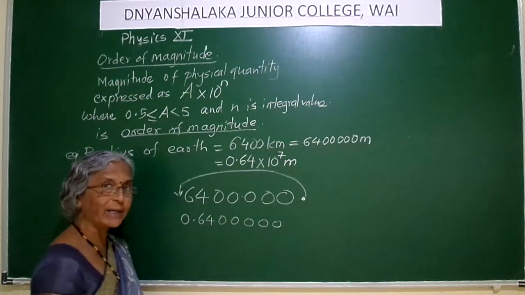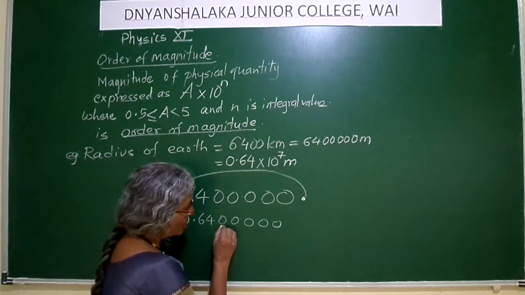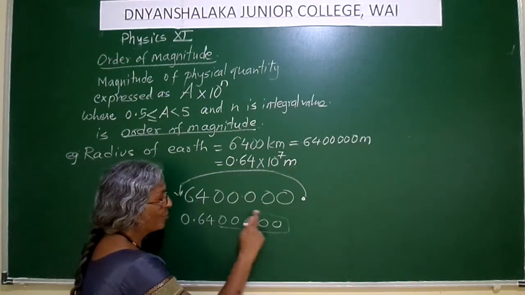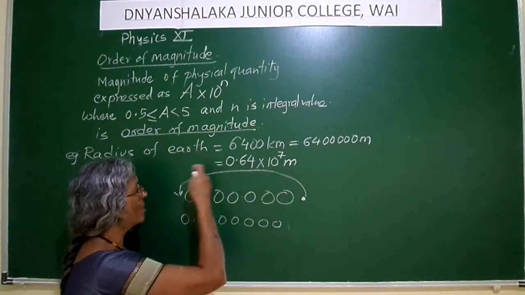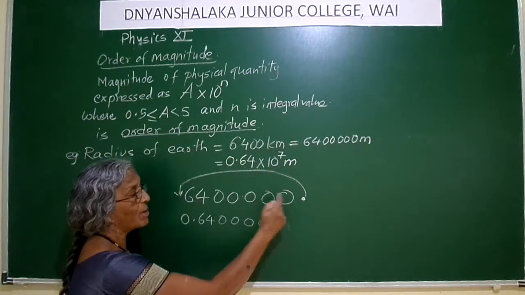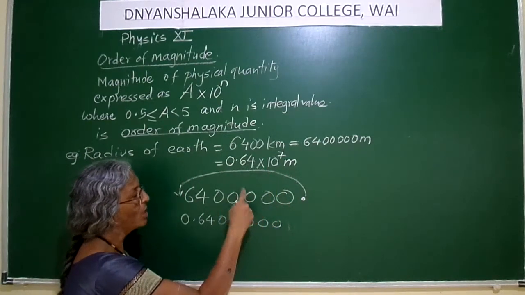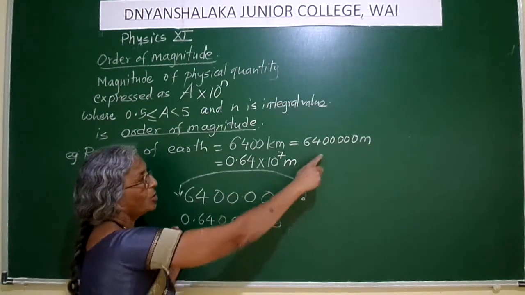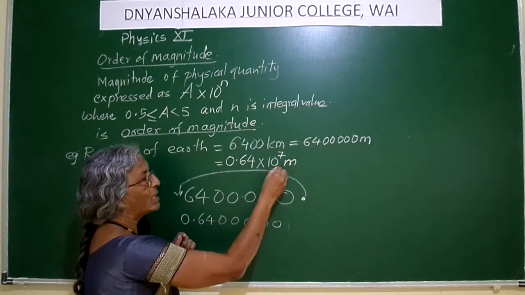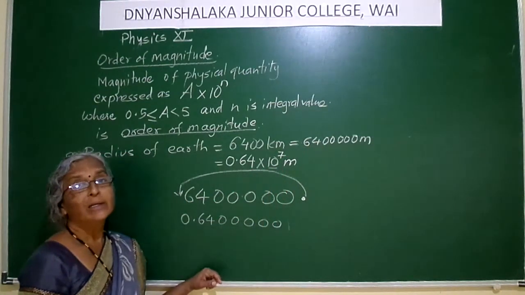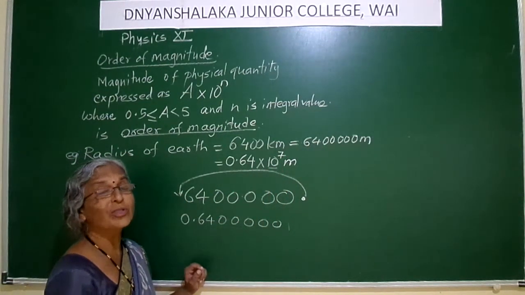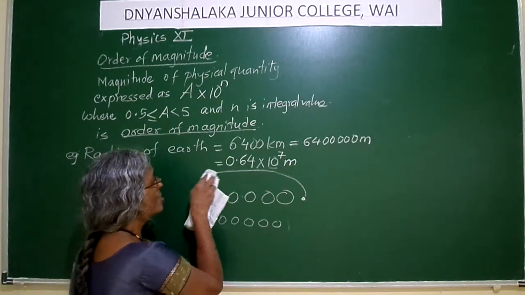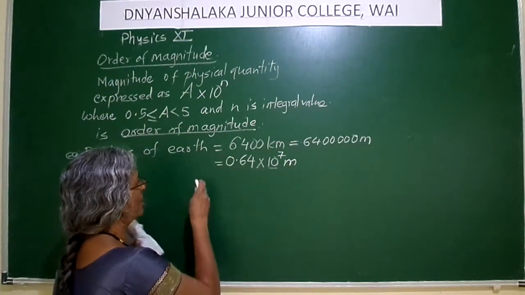So when the decimal point is brought over here, this becomes 0.6400000. Correct? Now, if you count the digits to which the decimal point is shifted, how many digits is the decimal point shifted? 1, 2, 3, 4, 5, 6, 7. So, in order to get this value back, I have to multiply it by what? 10 raised to 7.